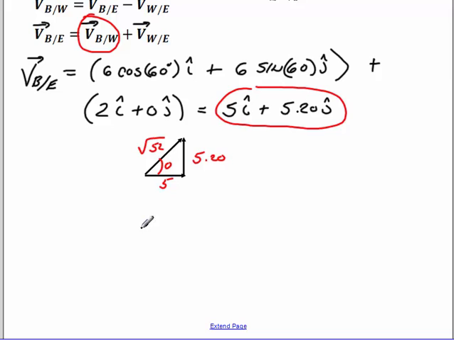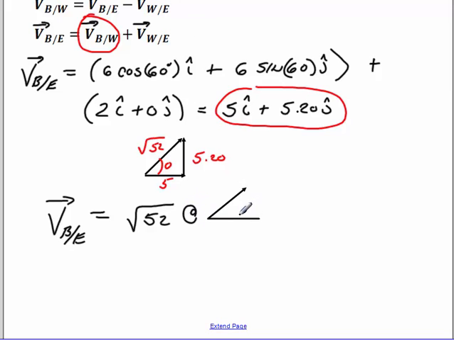So our final answer would be the velocity of the boat in respect to the Earth is going to equal the square root of 52. And then we'll draw the angle. And I'll put the at symbol. And if I do that, I think you get about 46.1 degrees. And that would be the answer.